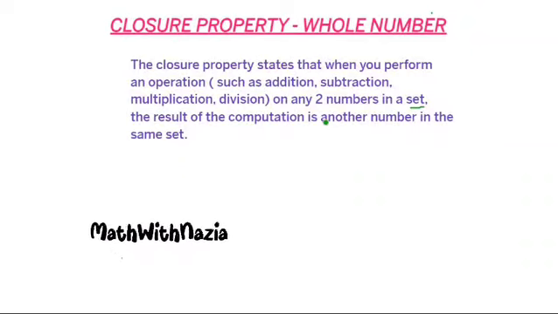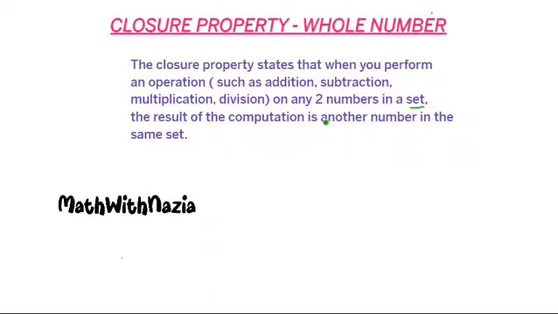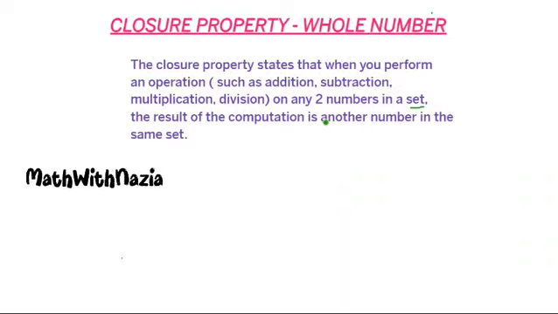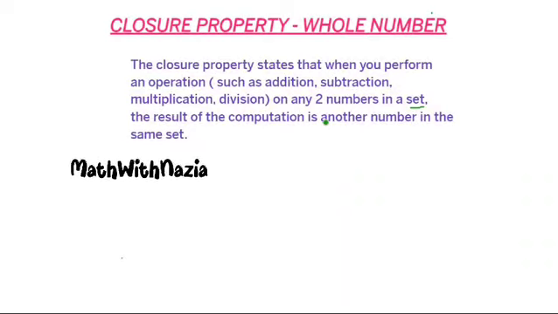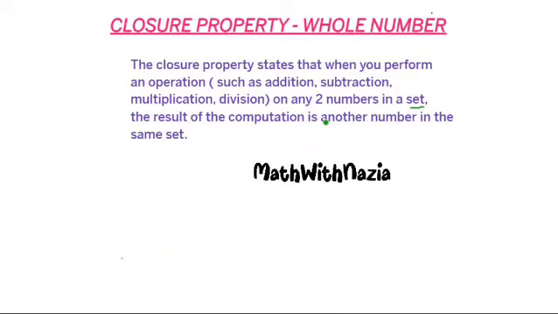I think you all know what a whole number is. A whole number starts from 0, and 0 and all the positive numbers are called whole numbers. Clear? Now let's see how this closure property works on addition, subtraction, multiplication and division.